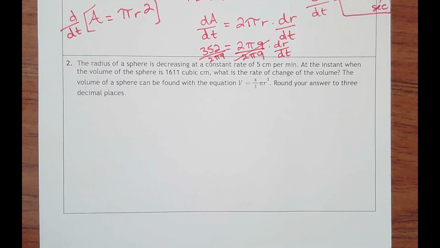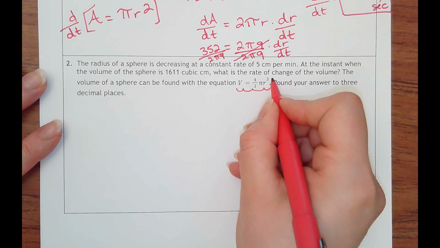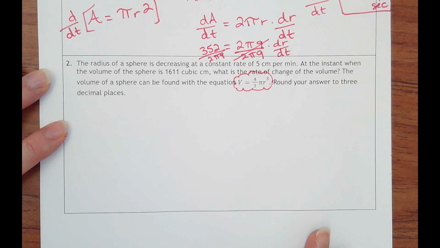All right, number 2, the radius of a sphere, I'm not going to try to draw that, but you know that's like a ball, is decreasing at a constant rate of 5 centimeters per minute. At the instant when the volume of the sphere is 1,611 cubic centimeters, what is the rate of change of the volume? And they're nice and always give us the formula for volume of a sphere.